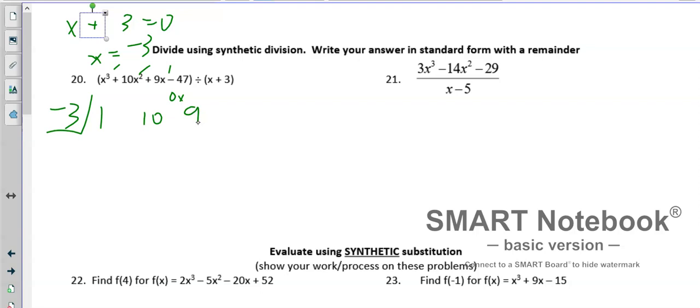Oh wait, I do. Sorry, my bad. I don't know what happened there. My brain just kind of shut off for a little bit. I do have the x. It's right there. So I have no need for zeros here. And then my constant, negative 47.